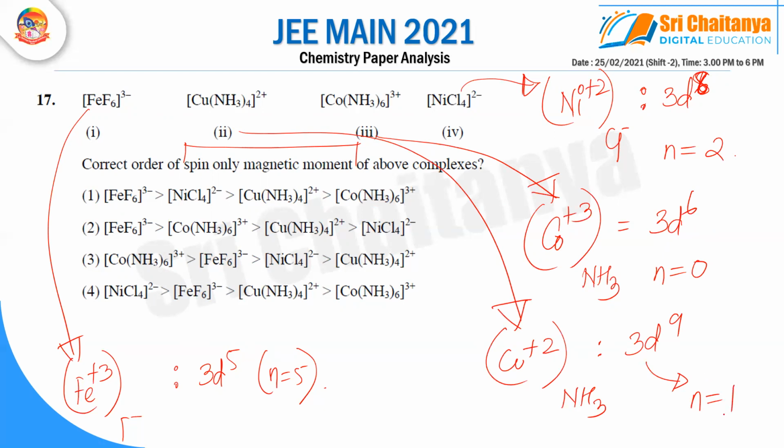So if you carefully observe the number of unpaired electrons in all the cases, we get our answer. So highest is FeF6, then we have NiCl4, then we have copper and ammonia, and lastly cobalt and ammonia. So this is the correct option.